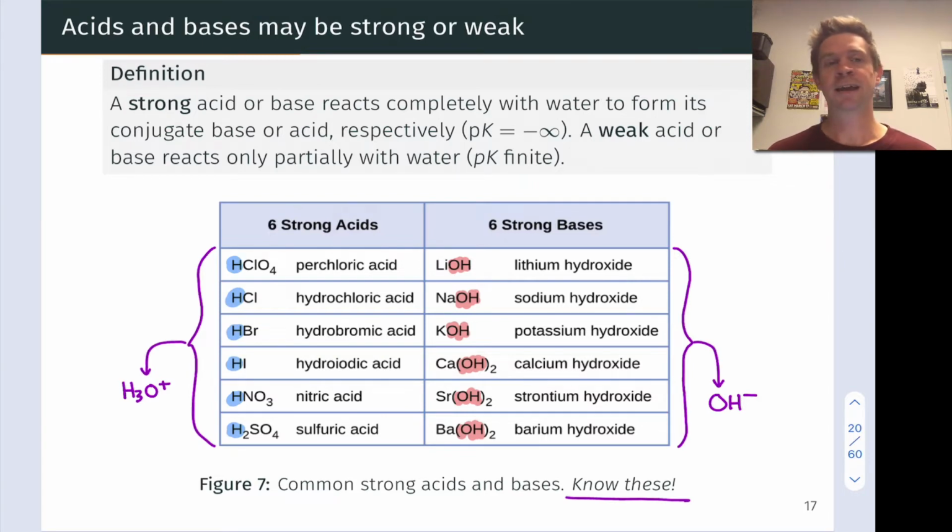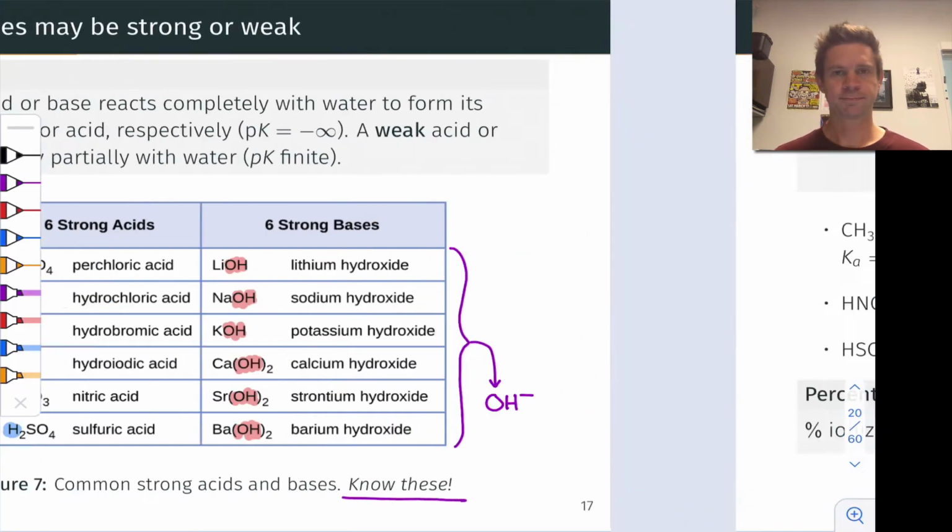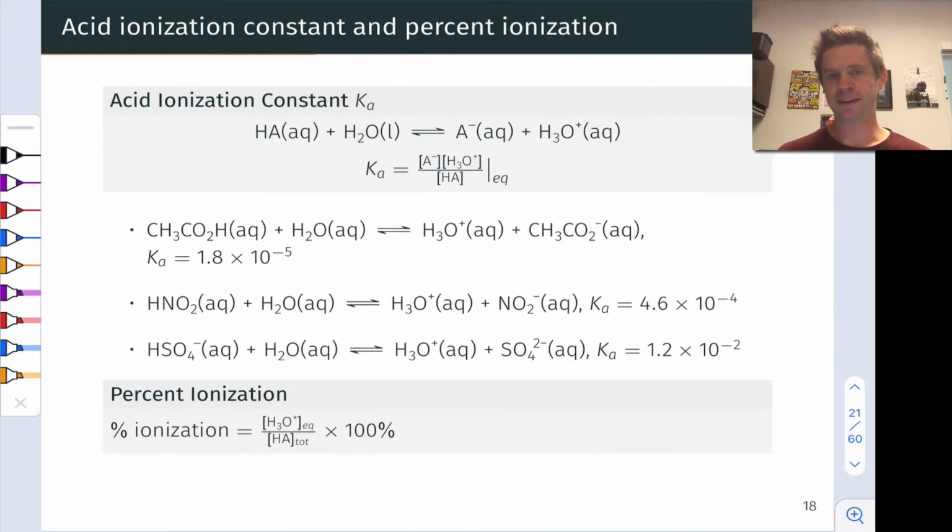Weak acids and bases have pKa's and pKb's that are greater than 0, and so they don't fully dissociate, and we'll see what this means in more detail on a couple of slides. Let's briefly revisit now our definition of the acid ionization or acid dissociation or acidity constant and talk about what that means in the context of strong versus weak acids and bases. So Ka, remember, is the concentration of A-, the conjugate base, times the concentration of hydronium ion divided by the concentration of intact acid, HA, at equilibrium.